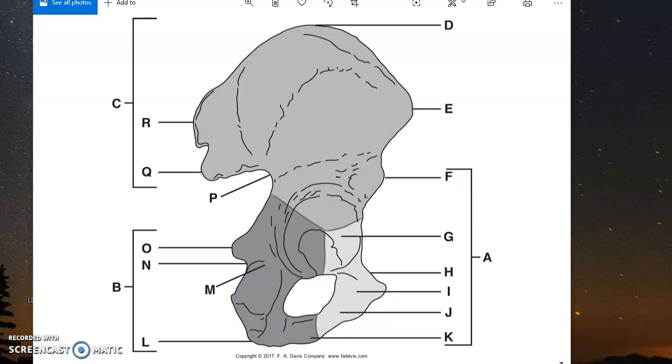So sacrotuberous and sacrospinous form a portion of the sciatic foramen. That would be ligaments that kind of encapsulate, they form part of the arch that the sciatic nerve will pass through. Iliolumbar limits rotation of L5 on S1. And the lumbosacral provides stability between L5 and the sacrum.